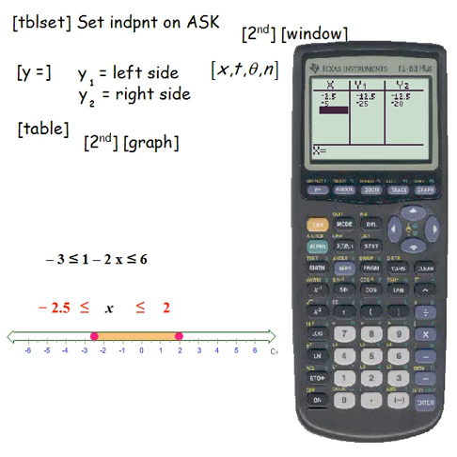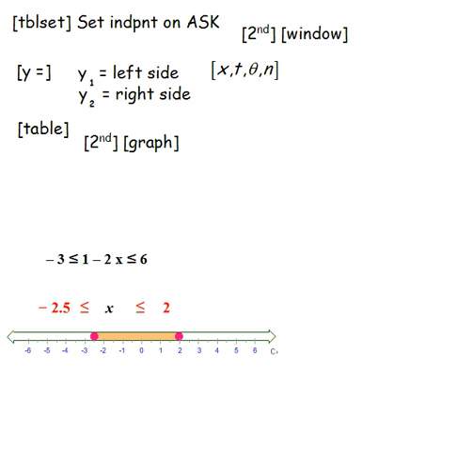Now we're going to do a three-part inequality and check it. I took this one also from the examples in the tutorial. The problem has in the middle 1 minus 2x. On the left side is negative 3 and on the right is 6. We have an inequality that says less than or equal to on the left, and an inequality that says less than or equal to on the right.